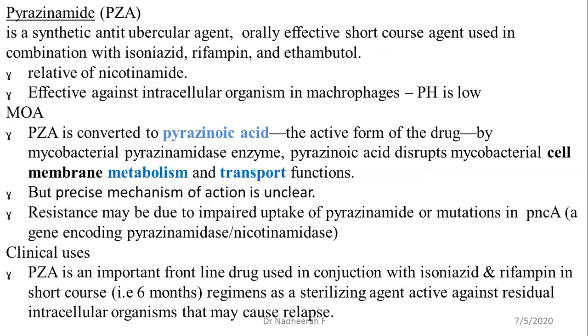Pyrazinamide is a synthetic anti-tuberculosis agent, an orally effective short-course agent used in combination with isoniazid, rifampin, and ethambutol. A relative of nicotinamide, it is effective against intracellular organisms in macrophages, where the pH is low.